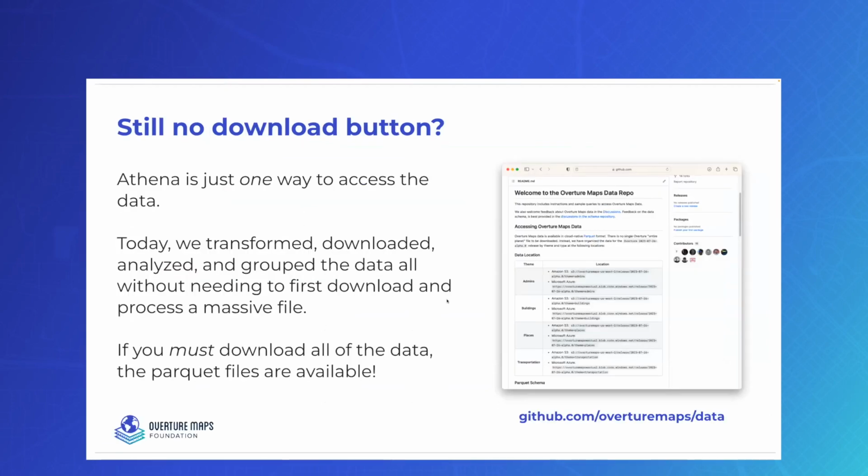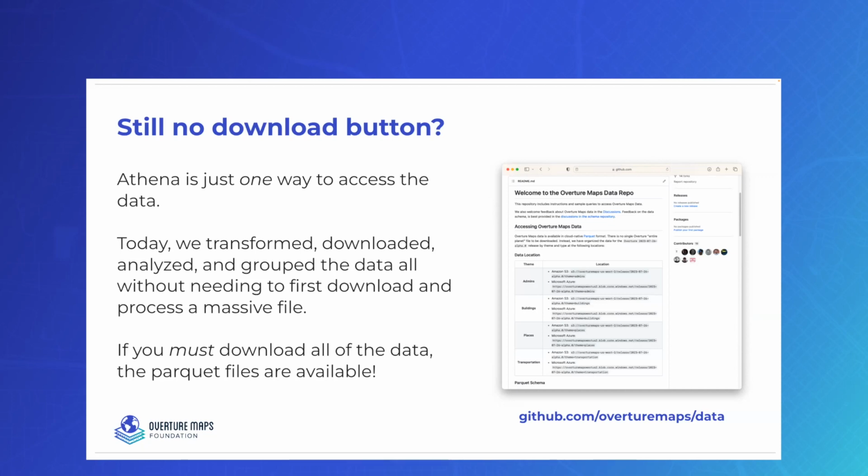Still no download button. So I wanted to show that Athena was just one way to access the data. Today, we're able to transform, download, analyze all the data in the Overture data release without needing to first download and process a massive file. However, if you must download all of the data, the Parquet files are available, again, on S3 and Microsoft Azure. So if you want to download those and put them into your own environment, or just look at them locally, that's absolutely available. I believe the entire data set is about 200 gigabytes if you download all of the Parquet files.